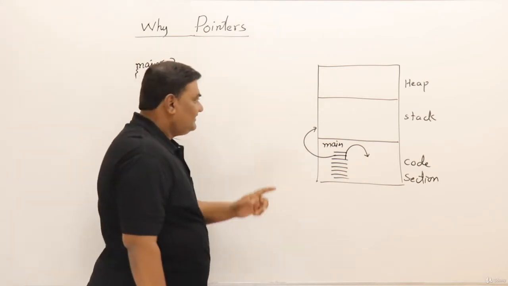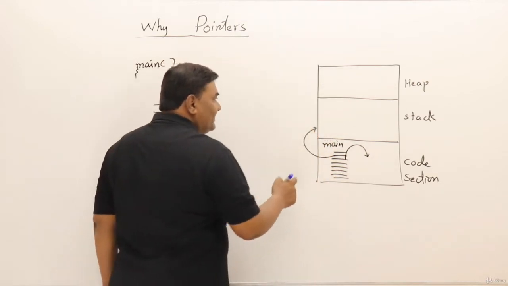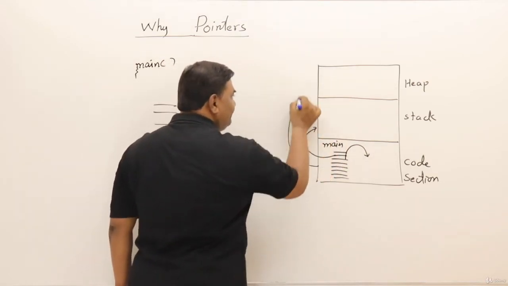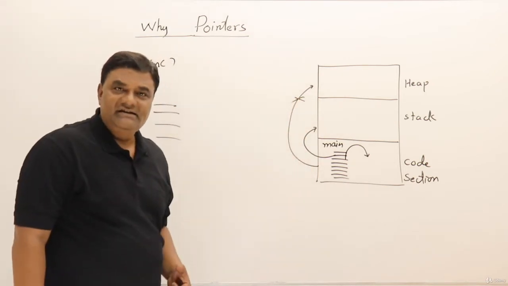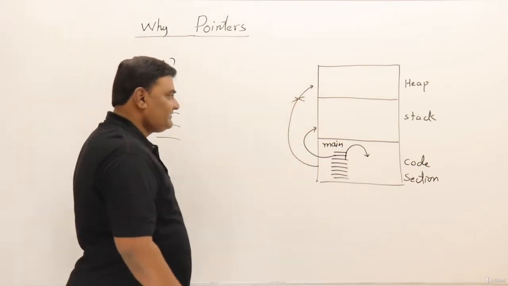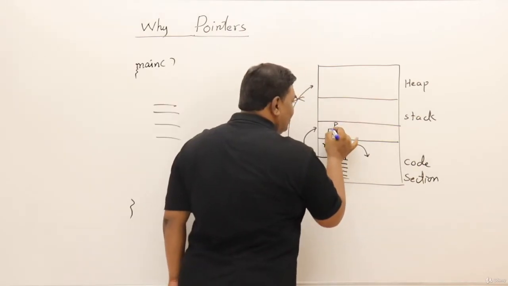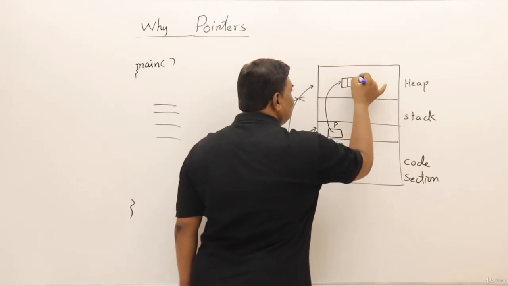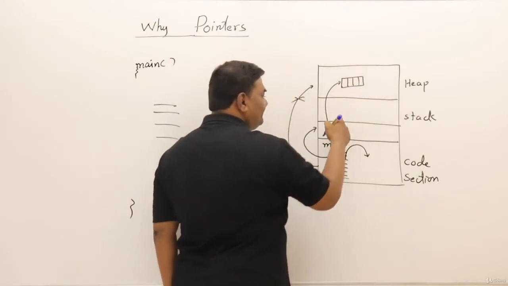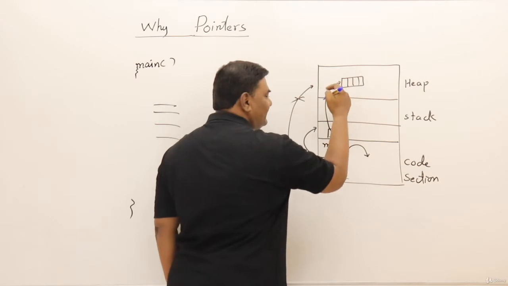Then there is one more thing, that is the heap. Can a program directly access this heap? No, it cannot access it. Then how can it access that heap? Indirectly it can access. Suppose you have a pointer, and that pointer can have the address of some memory in the heap. So this pointer will help the main function or the program to access that heap area.